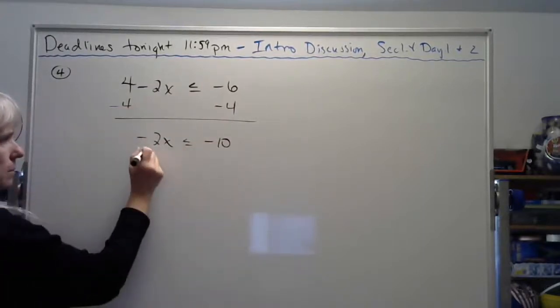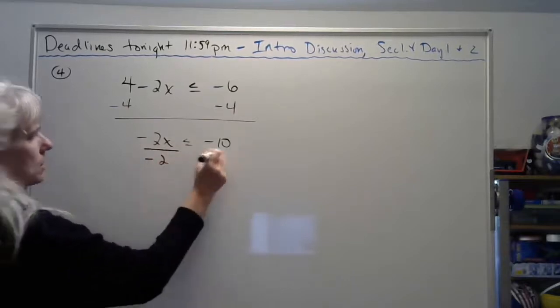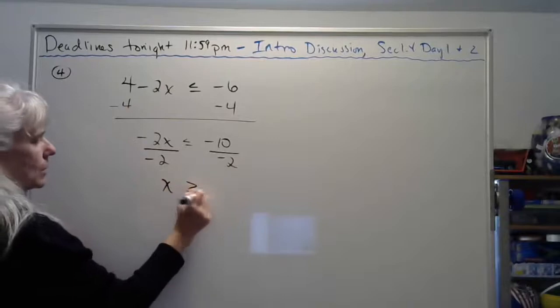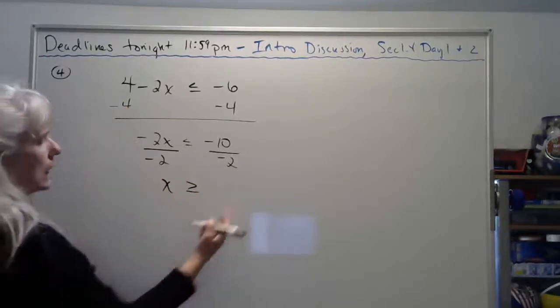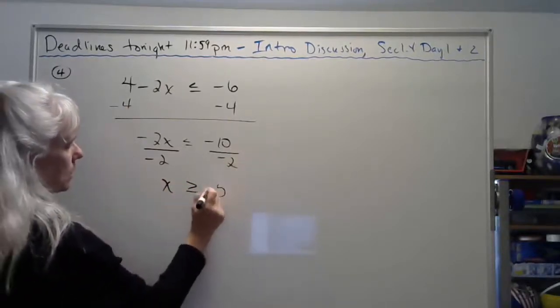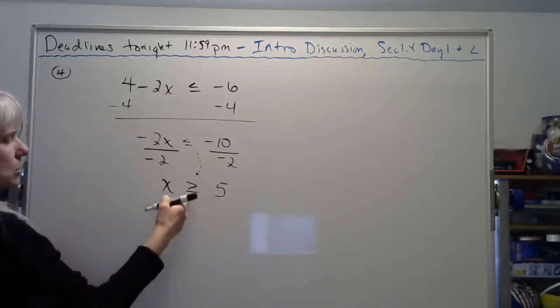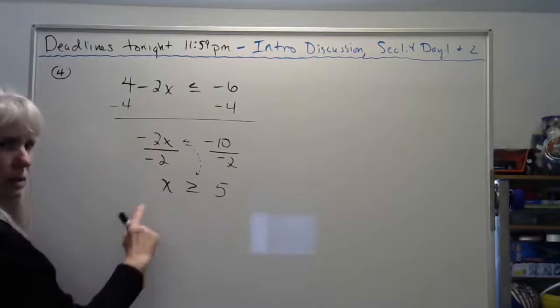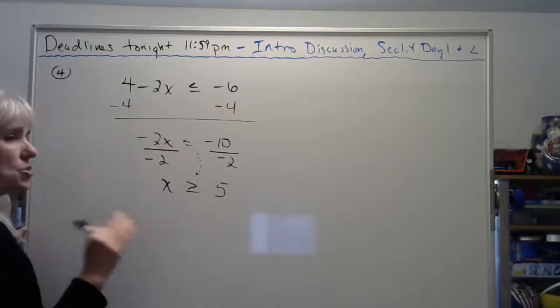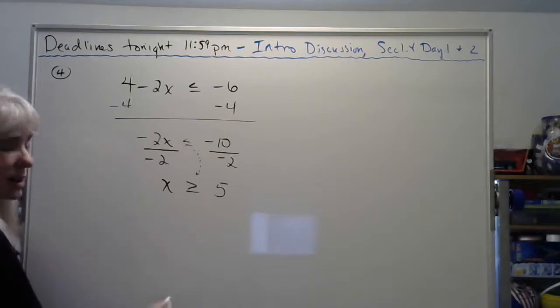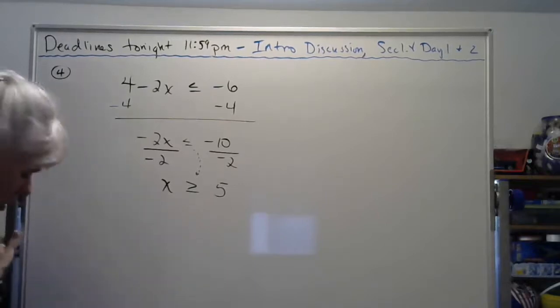At this point, we're going to isolate the x by dividing everything by a negative 2. Because we're dividing by a negative, we need to remember to flip the inequality. Negative 10 divided by negative 2 is a positive 5. So our inequality went from less than or equal to greater than or equal to. So x is greater than or equal to 5. If you did not do that, you would get a solution set that's incorrect. We'll show you how to check it in just a second.